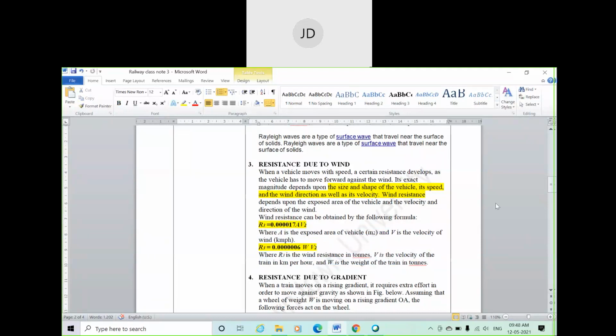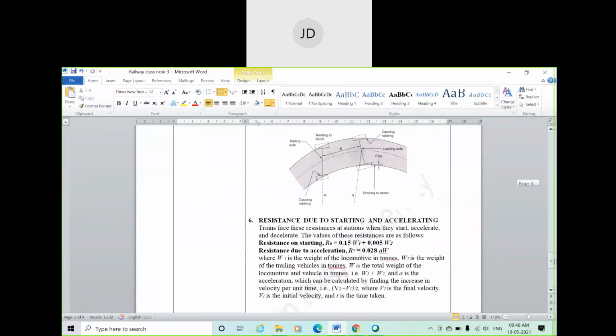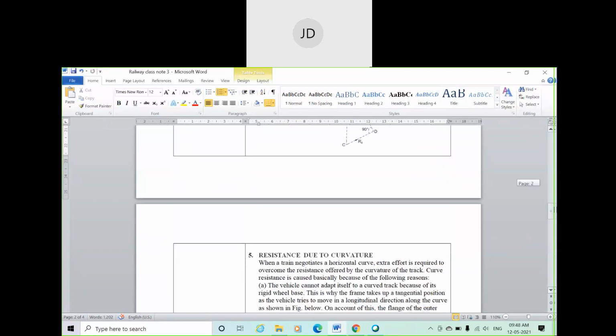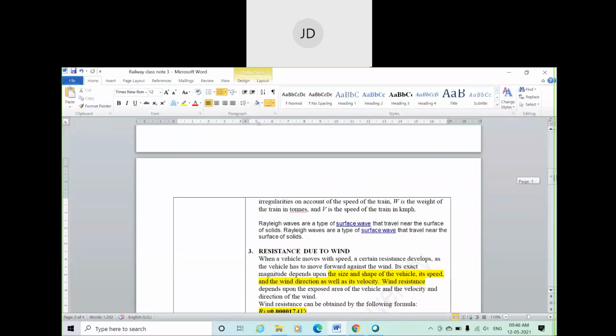After this we have resistance due to gradient, resistance due to curvature, and resistance due to starting and accelerating. So what is the time now? I think we can't complete all these things.